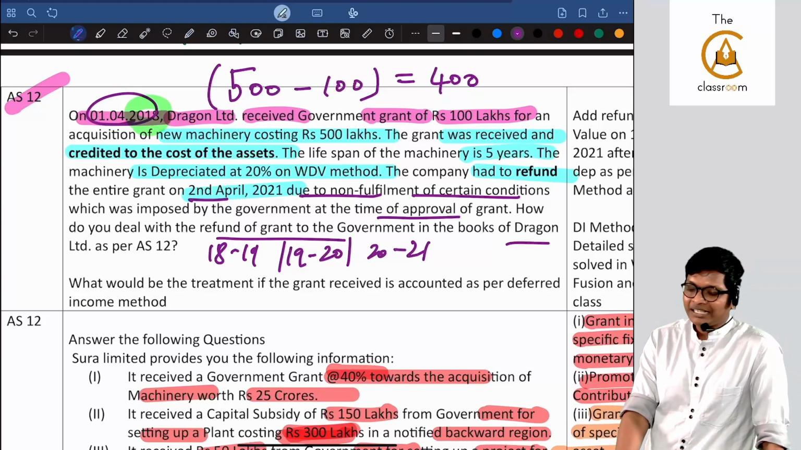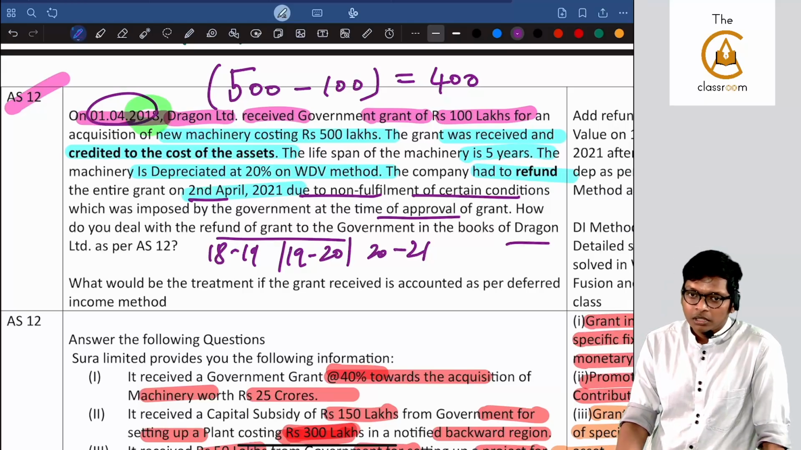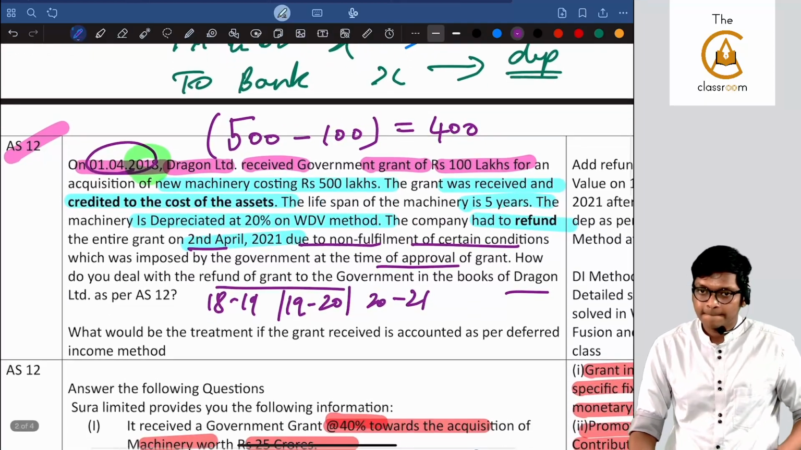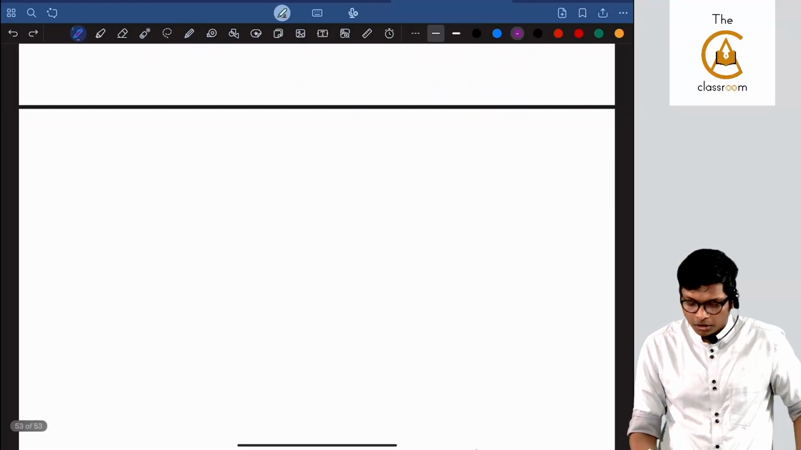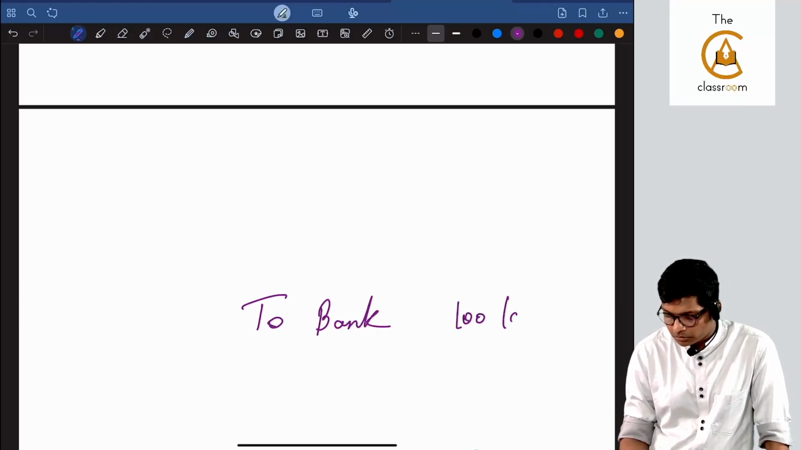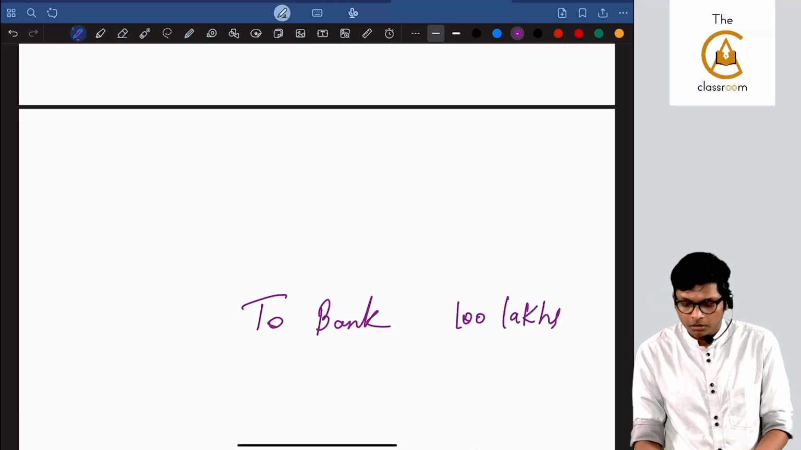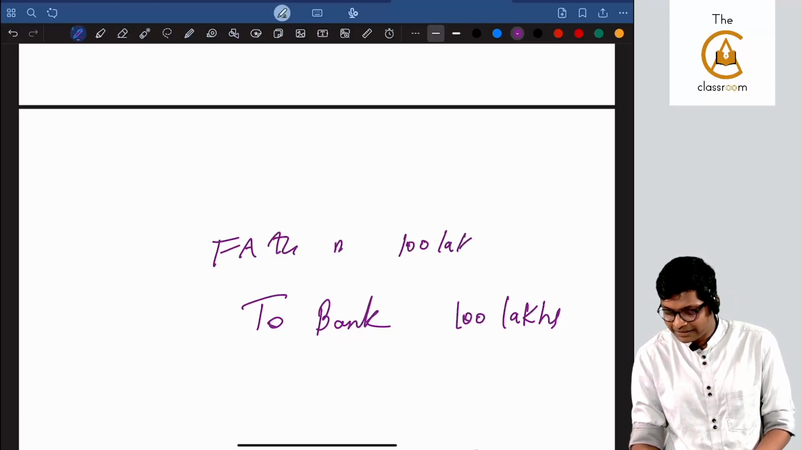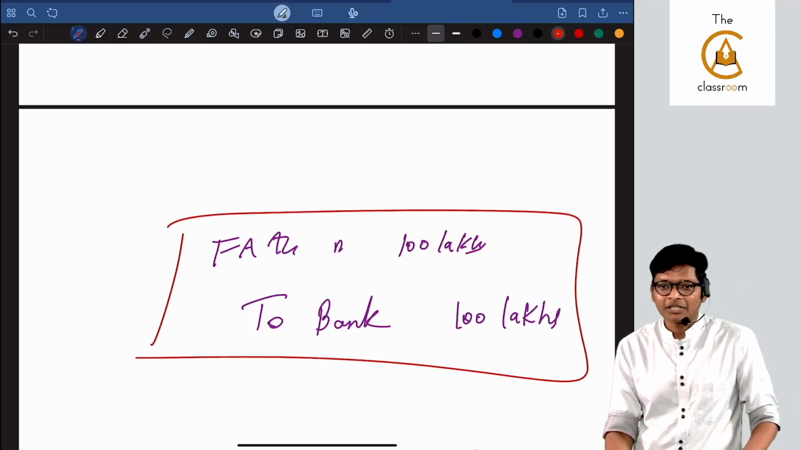They just want entry for refund. That's it. Entry for refund, guys. Tell me quickly what is the entry for refund? Entry for refund. To bank. How much, guys? 100 lakhs. And I will debit what? Fixed asset account debit 100 lakhs. That's it. Entry is over. Are you following, guys? But if you do this in exam, you will not get the full marks.